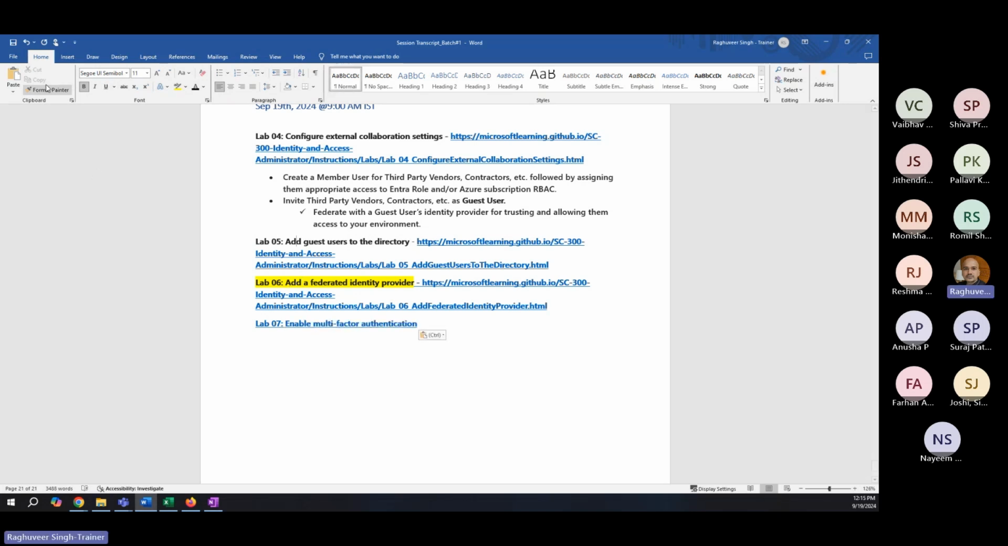Enable multi-factor authentication. Let's understand the multi-factor authentication service and the options. How do we enable multi-factor authentication, or what capabilities are available as an admin? I'll share the lab URL with you.